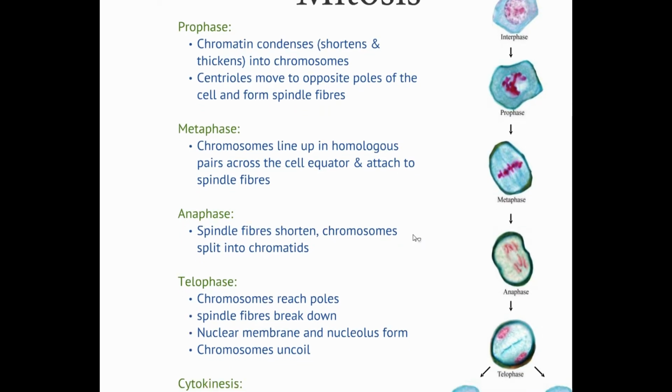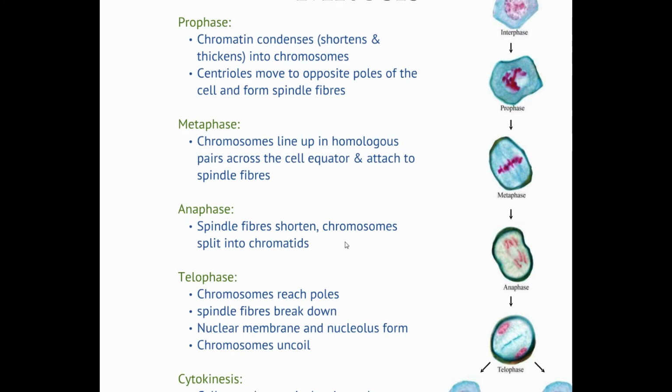So during anaphase, the spindle fibers shorten, and the chromosomes split apart into chromatids, and the chromatids are pulled to each end of the cell.